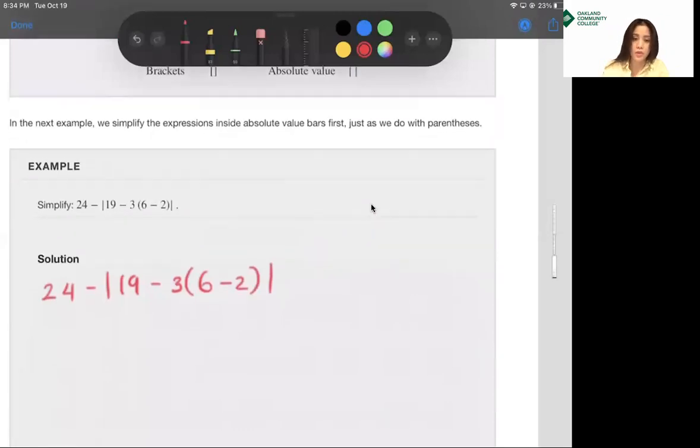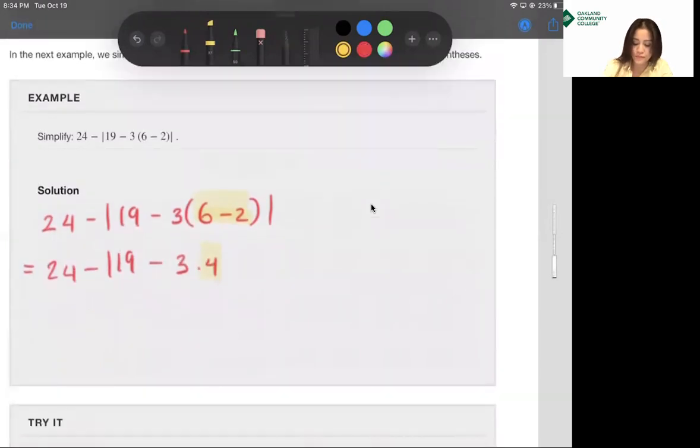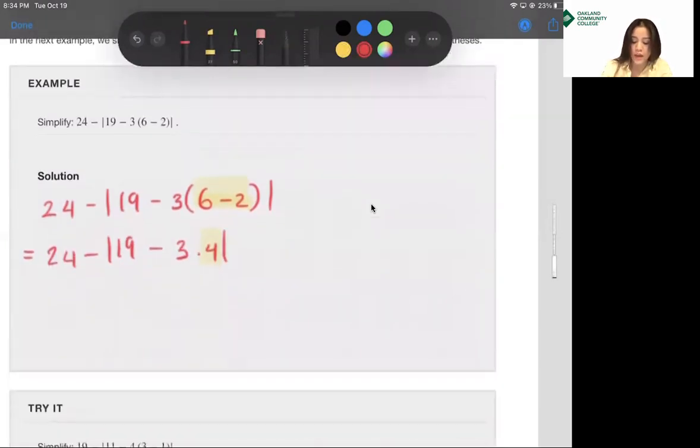What I'm going to do is work inside the parentheses first. 6 minus 2 is 4. So this gives me 4. Let me rewrite this: 24 minus absolute value of 19 minus 3 times 4. And we're going to take 3 times 4. I have 24 minus absolute value of 19 minus, 3 times 4 is 12.